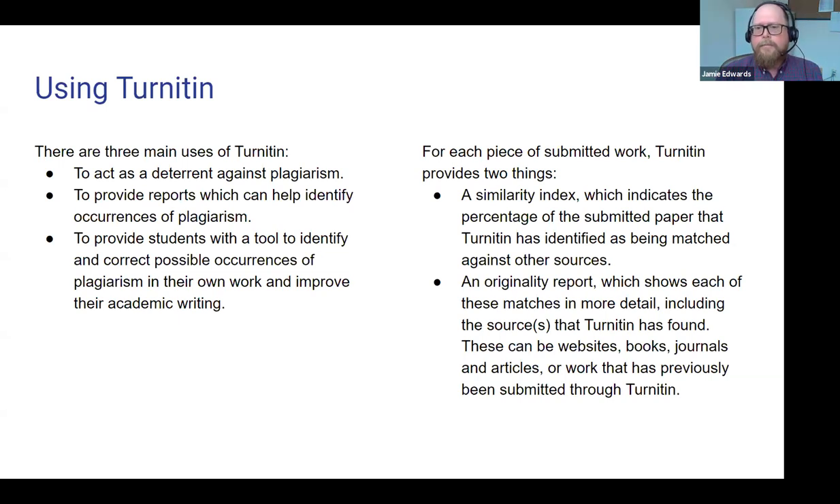Submitted work provides two identifiers, the similarity index and an originality report. The similarity index indicates the percentage of the paper that Turnitin has identified as being matched against other sources. So it could look into Google and, line by line, identify potential sources. And the originality report shows the matches in more detail. So it can be websites, books, journals, articles. It'll look for everything within a wide database.